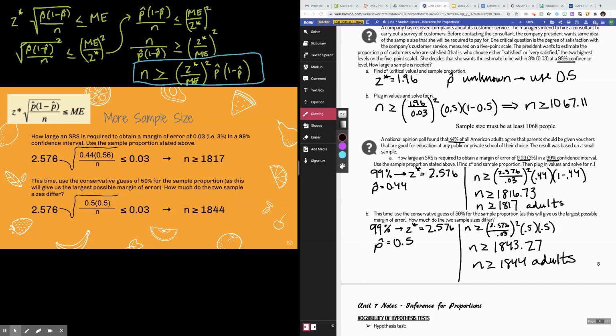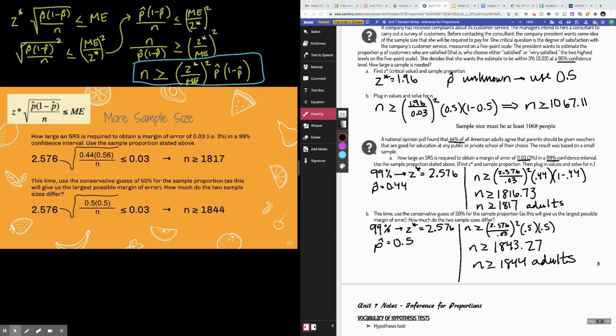Okay, and here, because they gave me a proportion, I'm going to use the proportion that they gave me. So I'm going to use 0.44 as my p hat value. And I just plugged all of my values into my formula, and I got n has to be greater than or equal to 1,816.73. So I rounded up to 1,817.